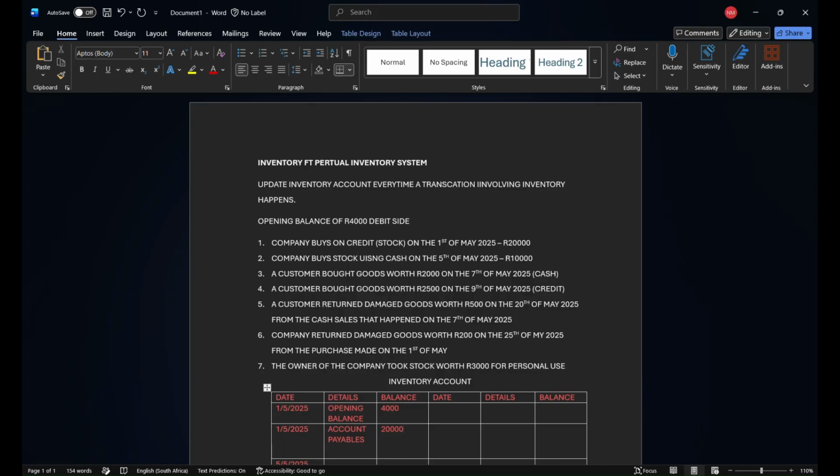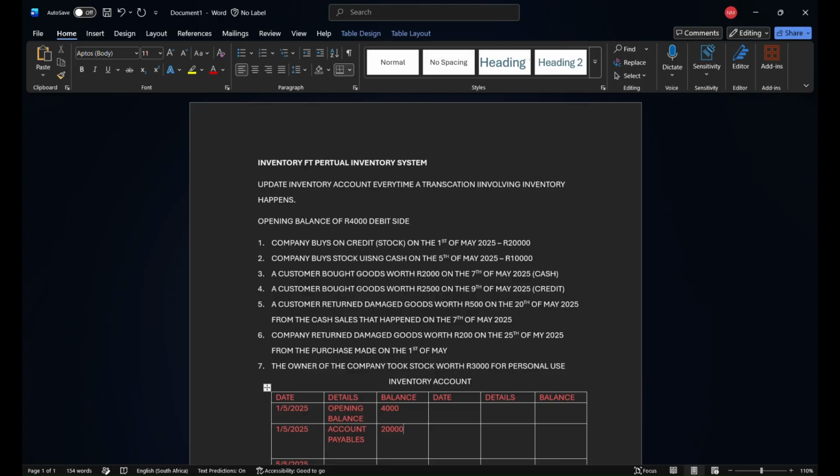And then you go to the next transaction. You're going to have something similar on your account payables, but I'm going to do the account payables account alone so that you can know how to deal with this. But now we're focusing on the inventory account alone.